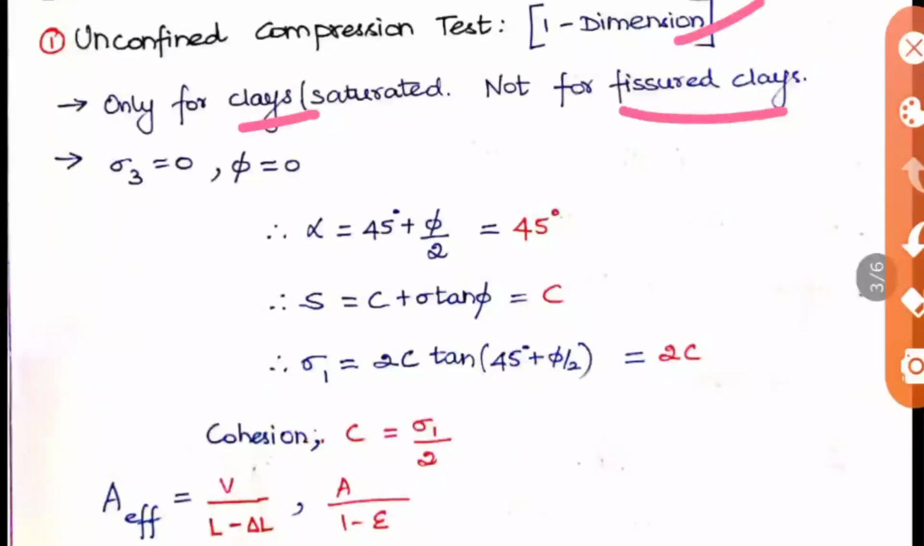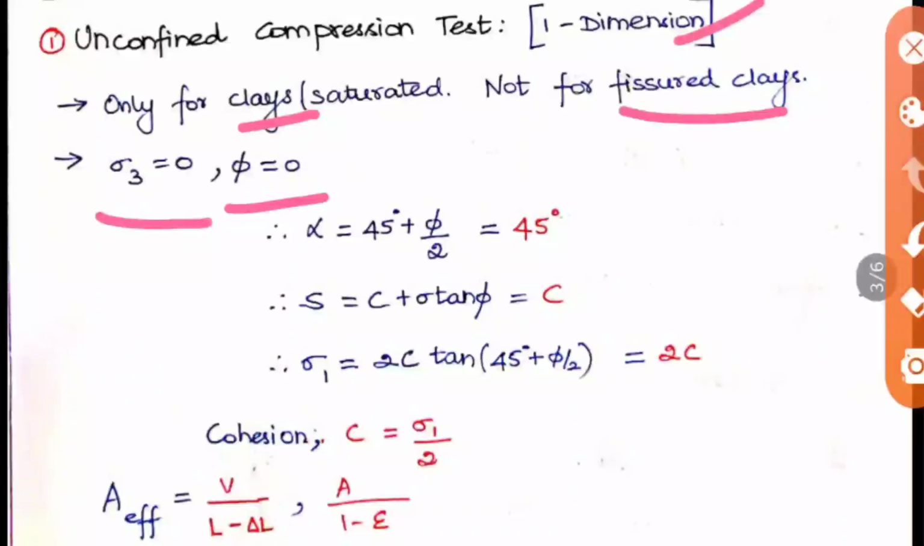So here the main assumption or the main point to be noted is sigma 3, that is the minor principal stress, is taken as 0 here, and the phi, that is the angle of internal friction, is also taken as 0 because it is used only for clays. And then alpha, that is the angle of failure plane, they have taken as 45 degree plus phi by 2 because it does not depend on the minor principal and depends on the major principal stress only. So that only they have taken 45 degree plus phi by 2. Otherwise you should take minus phi by 2.